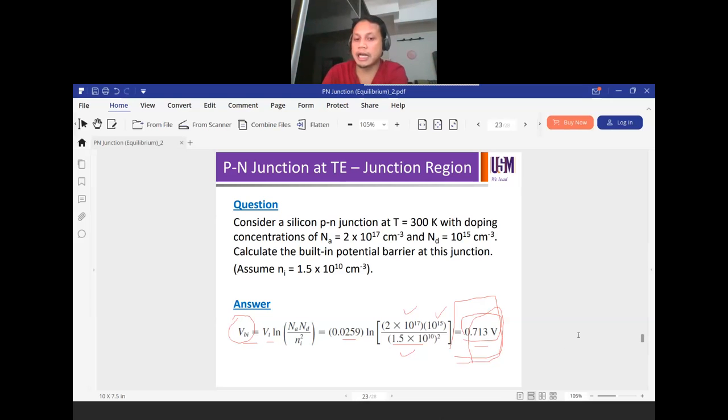How do we get the value of VT? Oh, VT is the thermal voltage. It is kT over q. Right? VT is given by kT over q.